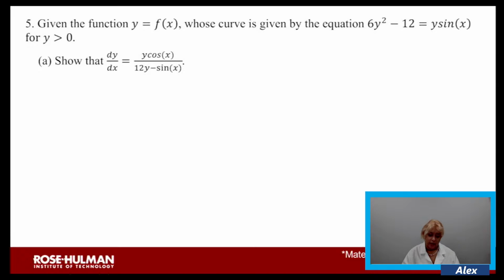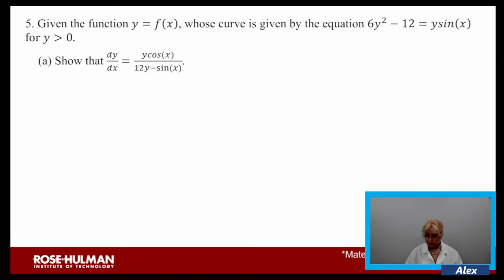So for question number 5, given the function y equals f of x, whose curve is given by the equation 6y squared minus 12 equals y sine x for y is greater than 0, part A says show that dy/dx equals y cosine x over 12y minus sine x.